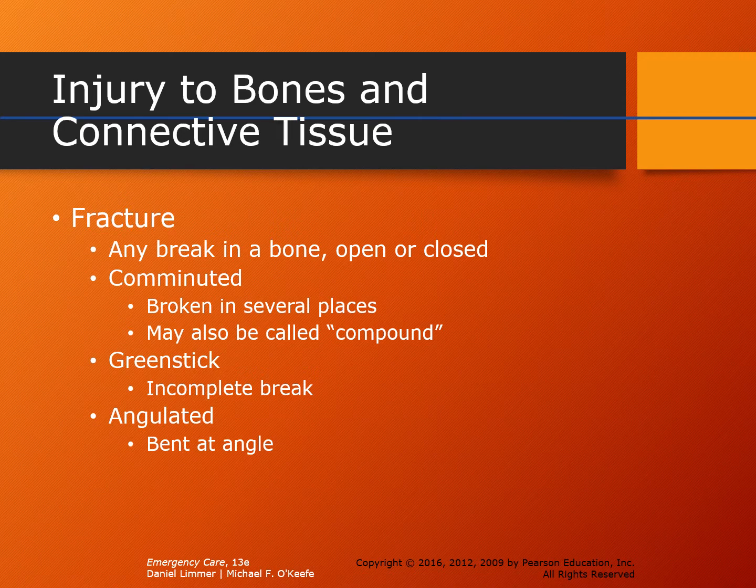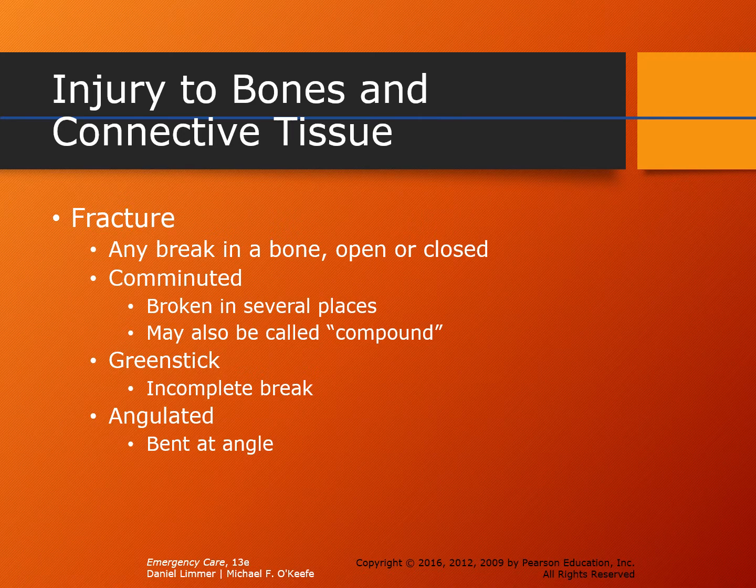Now, a fracture is any type of a break in a bone, whether it's open or closed. We have a couple of very specific injury types, and I wanted to talk about those. First, we have comminuted. Now, a comminuted break or a comminuted fracture is where you have a bone that's broken in several places. This is also commonly referred to as a compound fracture, but for the purposes of the class, we want to use comminuted.